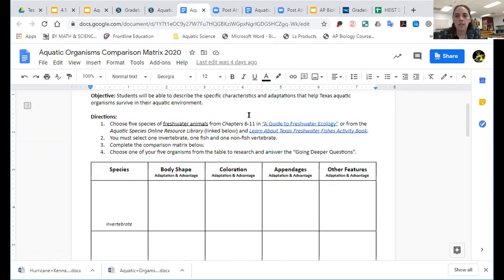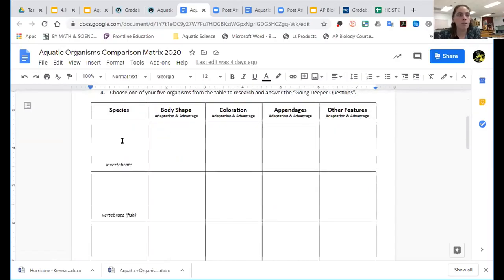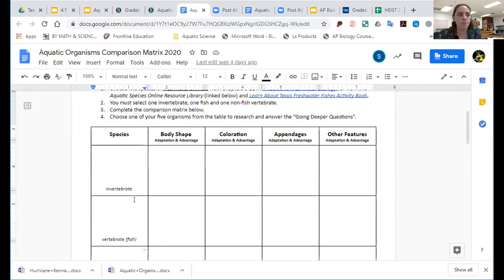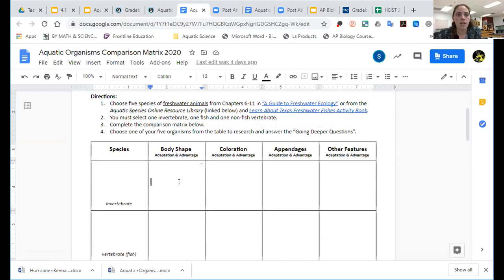And so you'll need to look up a couple of animals. I want you to find one that's an invertebrate, so you can put the name here, a fish, and then a vertebrate that's not a fish, so a reptile or an amphibian or bird or a mammal. In the table, you'll then either describe or give me pictures for their body shape, their colors, and their appendages. So that's like how many legs do they have, or fins or wings, and other adaptive features.